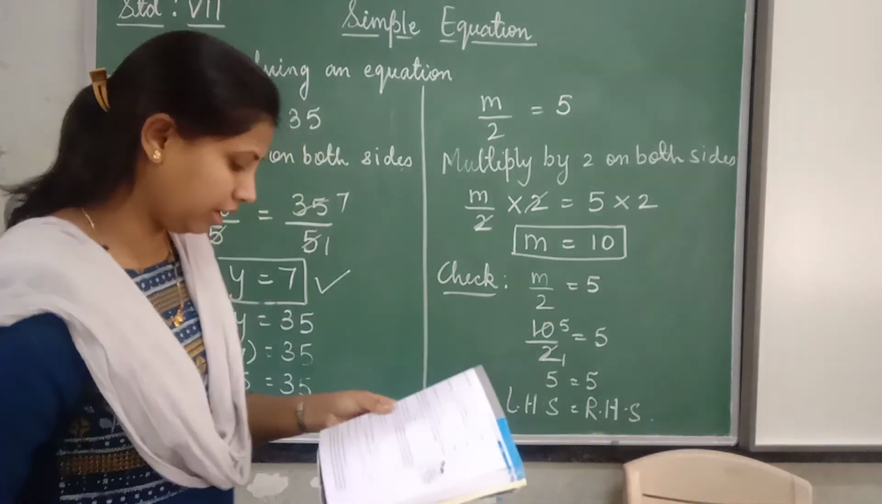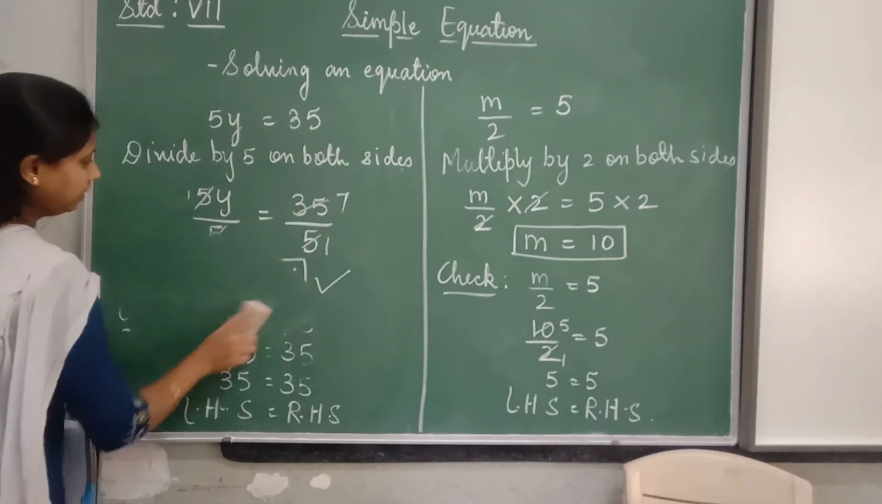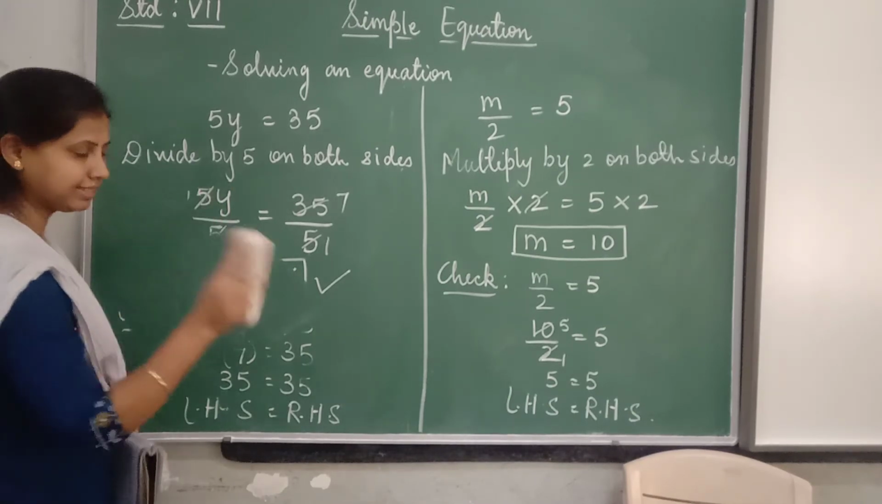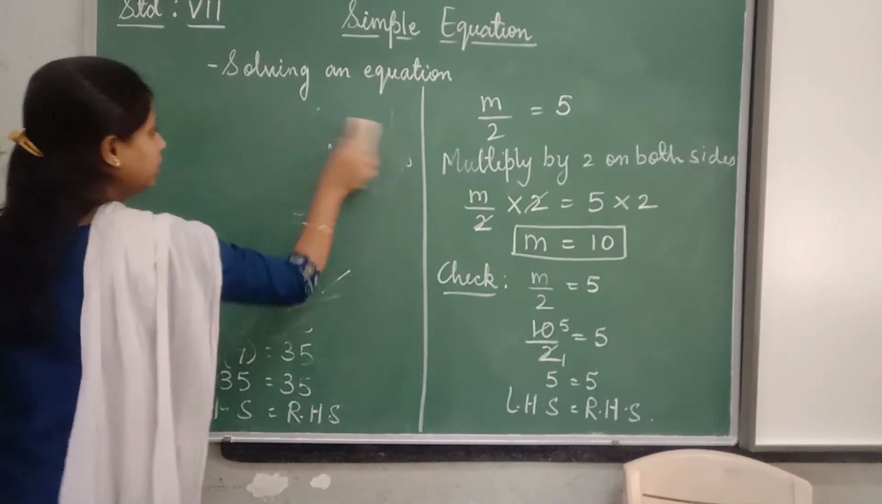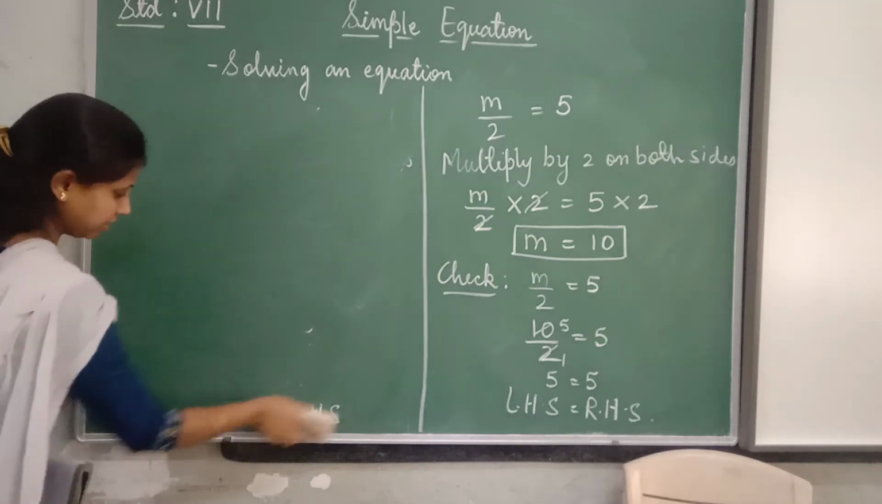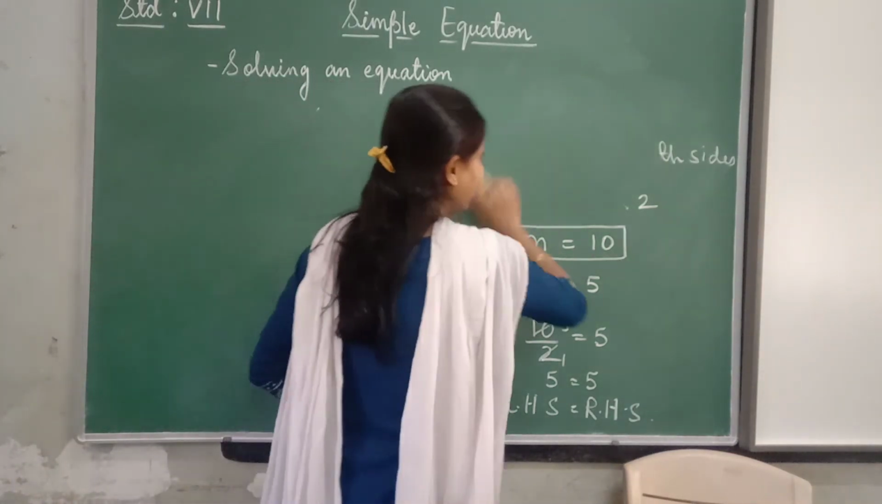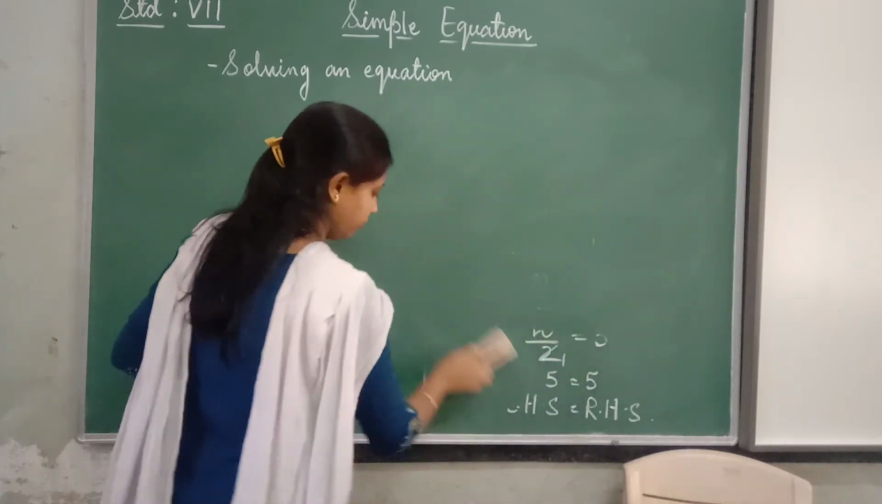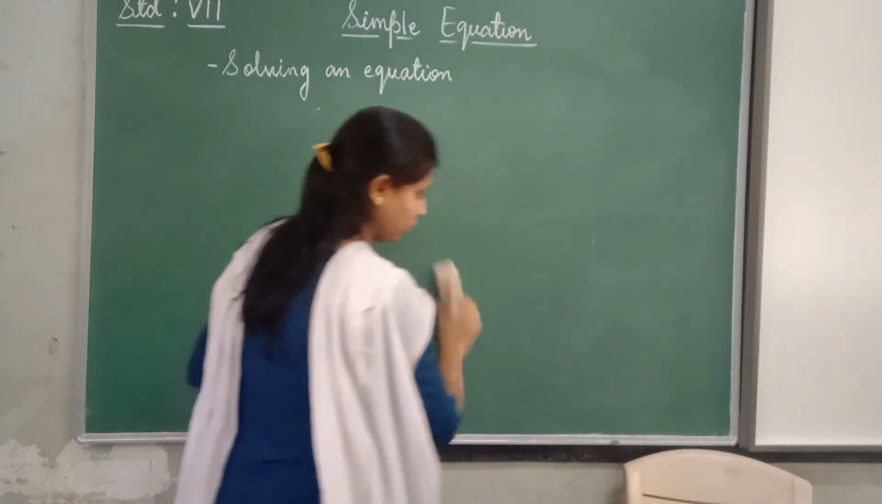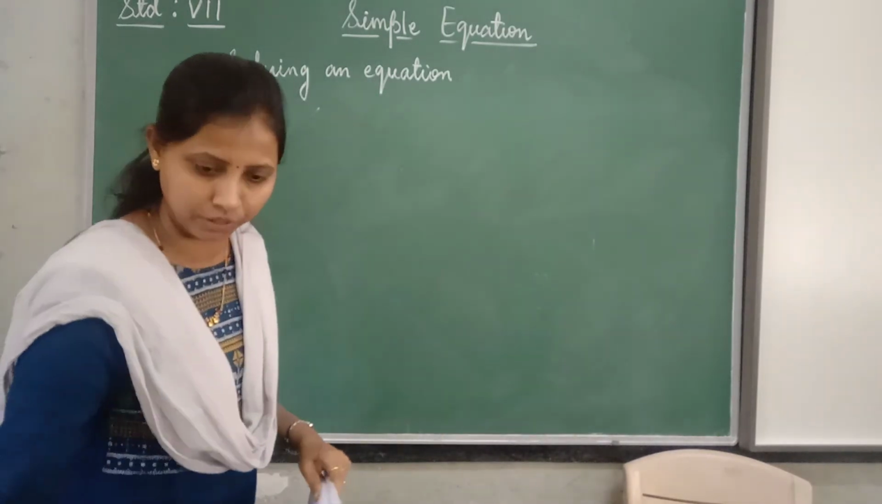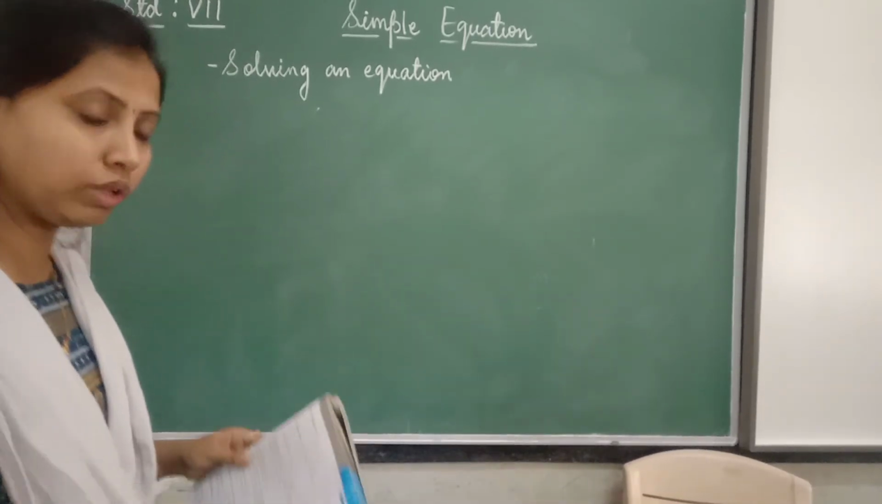Okay, let's see one more example. Now here we have done only one step. In the examples we saw, we used only one step to find the solution. That is, either we multiplied or divided, or we added or subtracted. Only one step we did to find the solution. Now we may have to do more than one step.